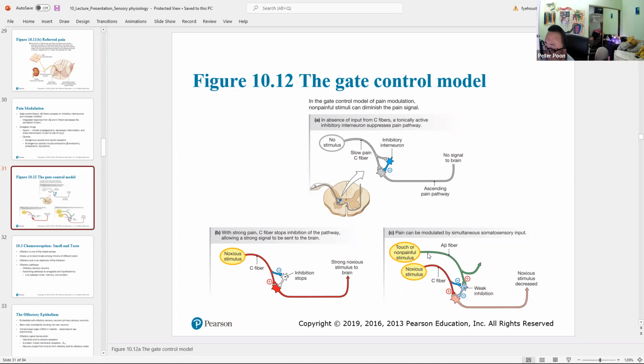However, the A beta fibers, and those are the touch receptors, can actually stimulate the inhibitory neuron, like turn this on a little bit, which will modulate pain and make it less. That's why, if you get hurt, rubbing that area makes it feel less painful.